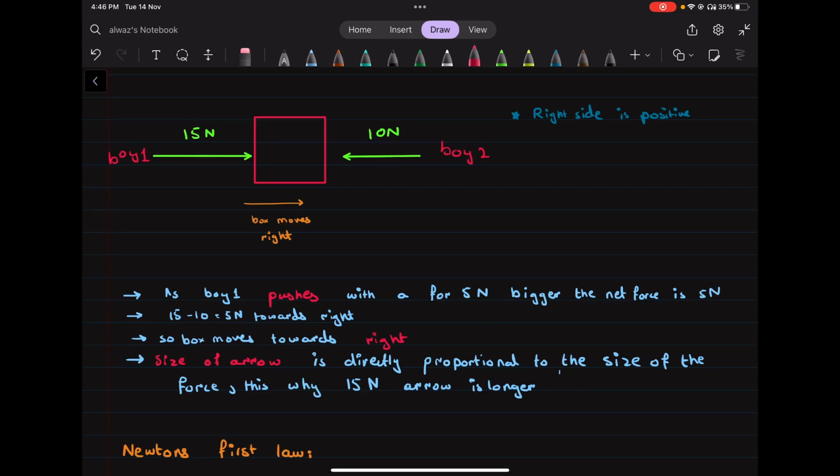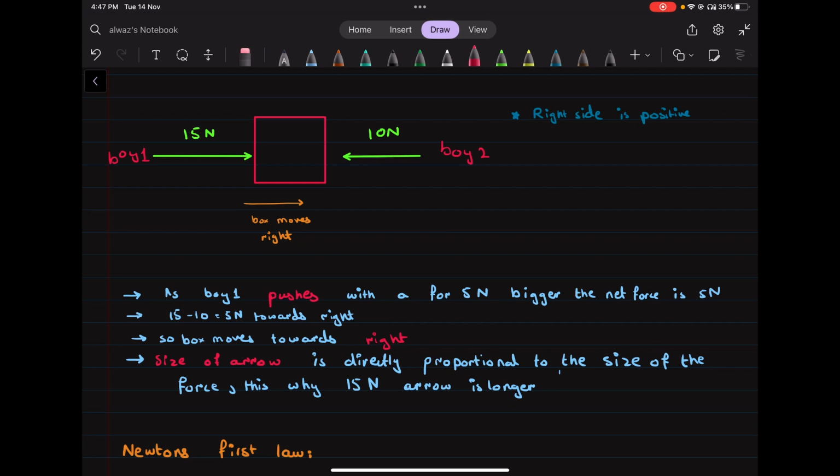Okay, so we have another diagram here. We see that there's a box and there's two boys pushing the box from the right and the left. So the boy on the left pushes the box with a force of 15 newtons and the boy on the right also pushes the box with a force of 10 newtons. But as we see, boy 1 is pushing the box towards the right and boy 2 is pushing the box towards the left. So both the forces are going in opposite directions.